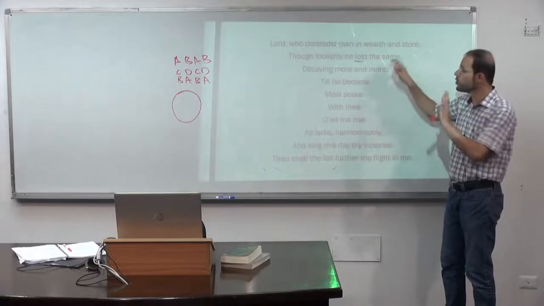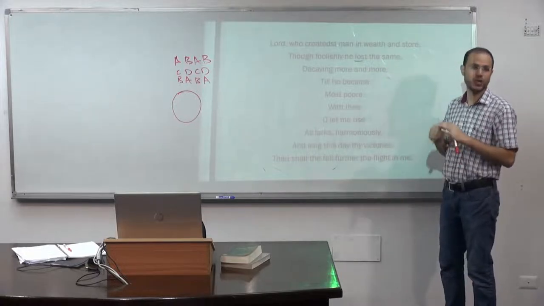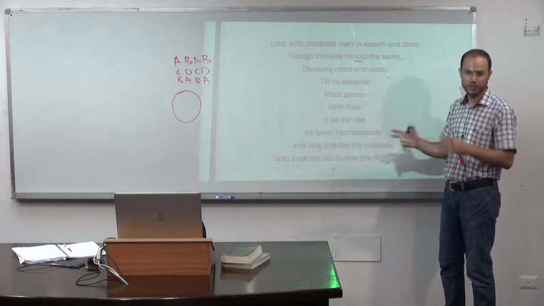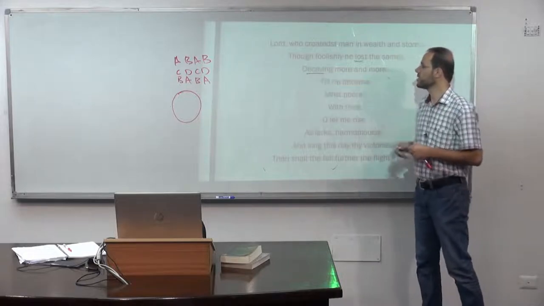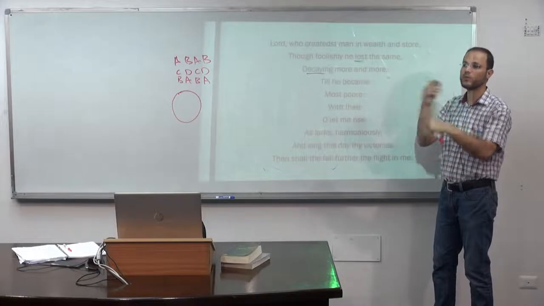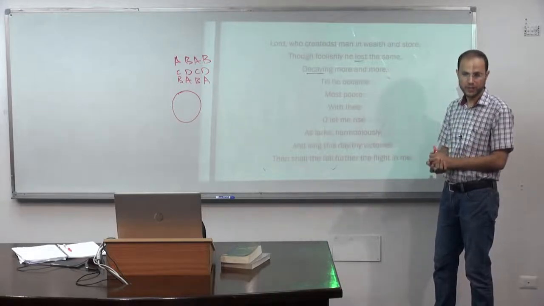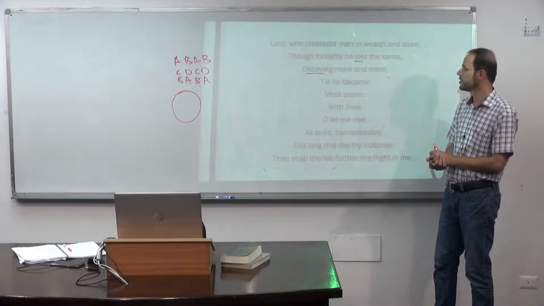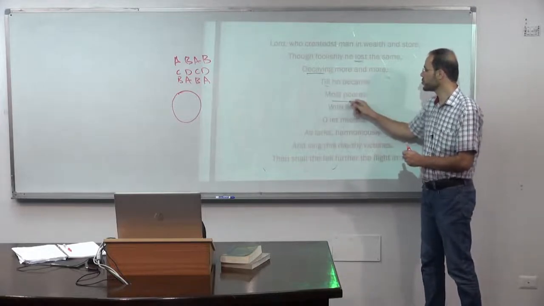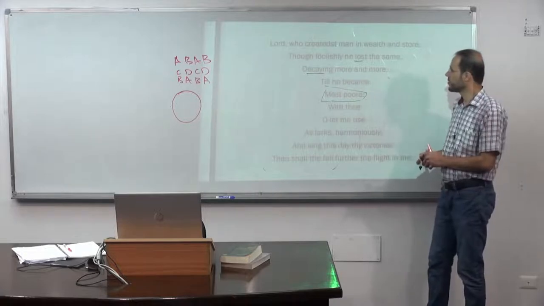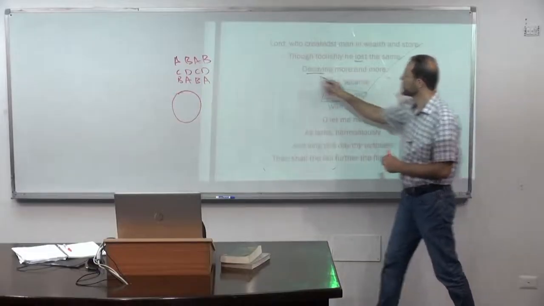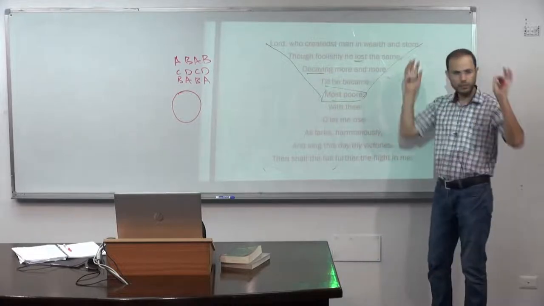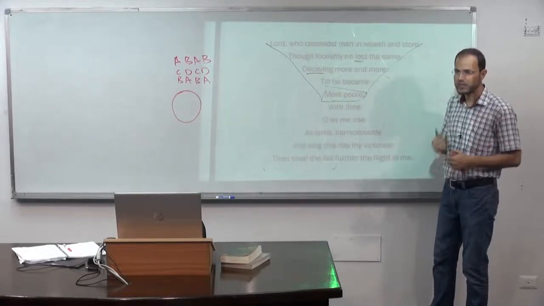And we don't only do this, it just keeps getting worse. It's not just one sin. If you sin once, you keep sinning. You keep going down this alley and you lose more and more. So the next line, line three: decaying more and more. We keep deteriorating, going farther away from God, till he became most poor. That's the shortest line. So this part is again explaining this process of how God created us and gave us everything we need.